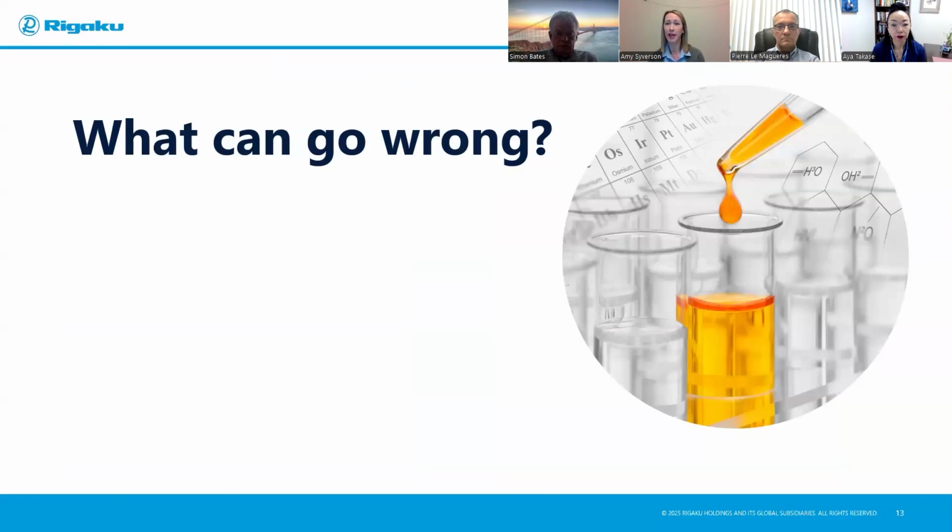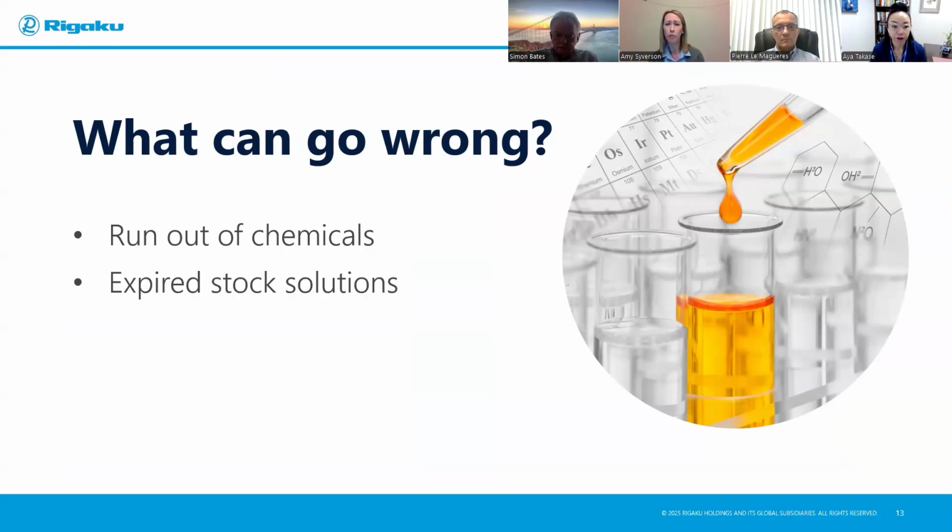If you don't have a solid plan for maintaining your lab stock solutions, things may get chaotic very fast. Running out of chemicals, mislabeling solutions, or losing track of what's in storage can all add up to a lot of frustration and wasted time. So again, a little bit of planning will help make sure that things are running smoothly.